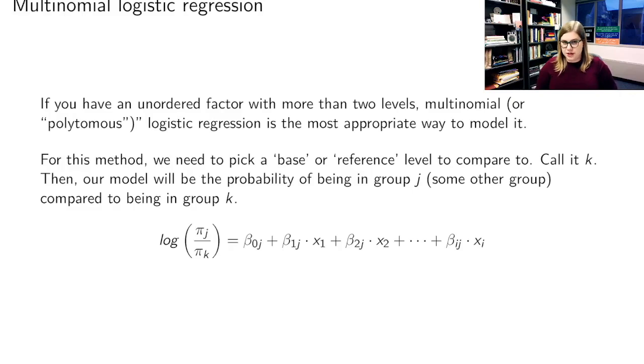So I'm going to talk to you about multinomial logistic regression. This is the one where you have an unordered factor where there's more than 2 levels, and we're going to use this multinomial regression, sometimes also called polytomous regression. And for this one, we need to pick a base level or a reference level. We'd call that level K, and then our model is going to be the probability of being in group J, some other group, compared to the probability of being in group K. So you can see the right-hand side of this equation looks pretty normal. It's the left-hand side that looks a little bit different. Instead of having pi over 1 minus pi, we have the probability of J over the probability of K.